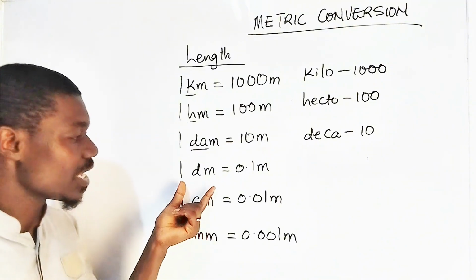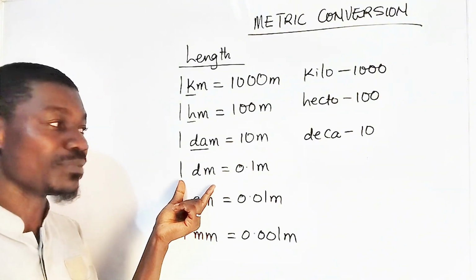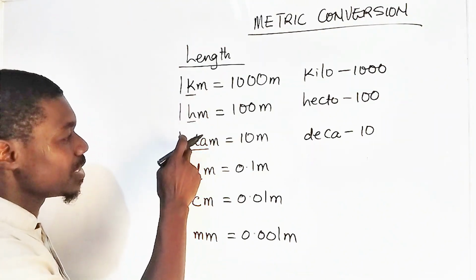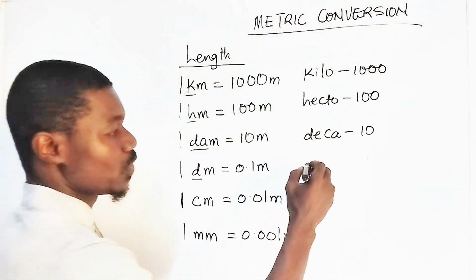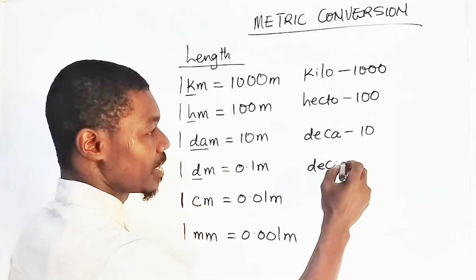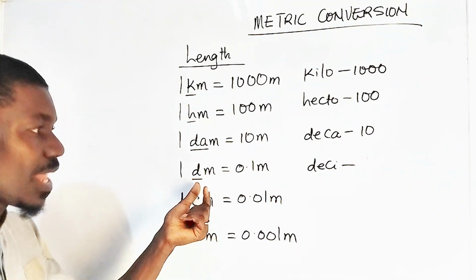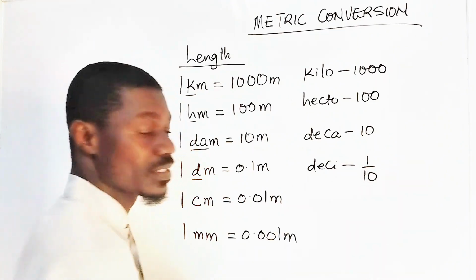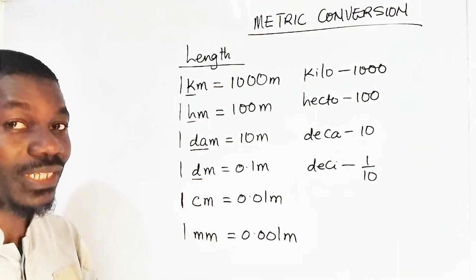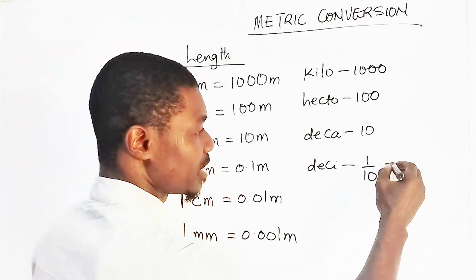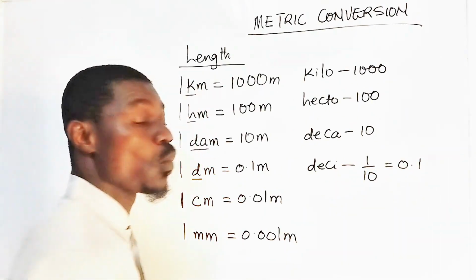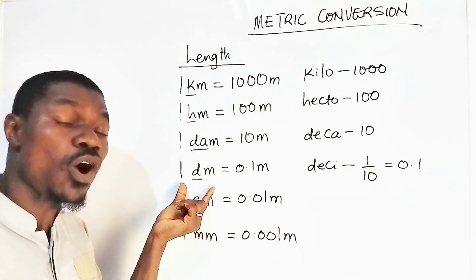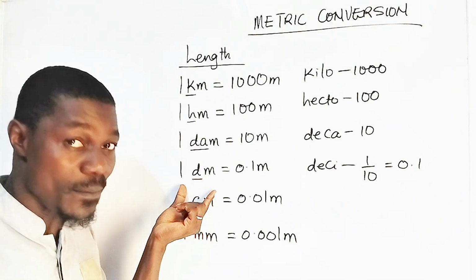All right, now the next one here is 1 decimeter. So this D, all these are actually the prefixes. This is deci, and this deci here is 1 over 10 of a meter. In terms of decimal, it is 0.1. So 1 decimeter is 1 over 10 of a meter.